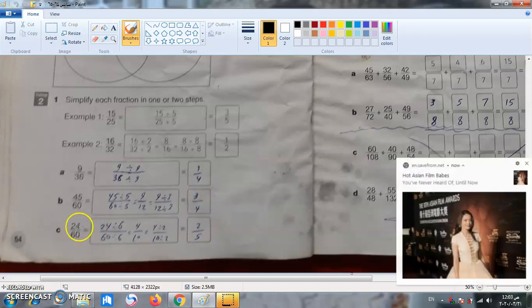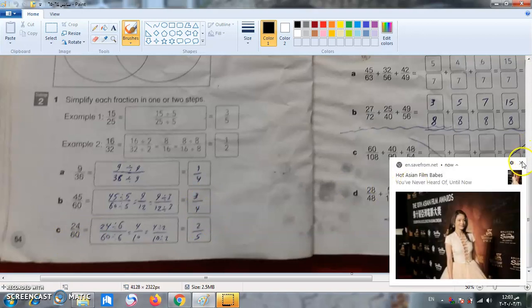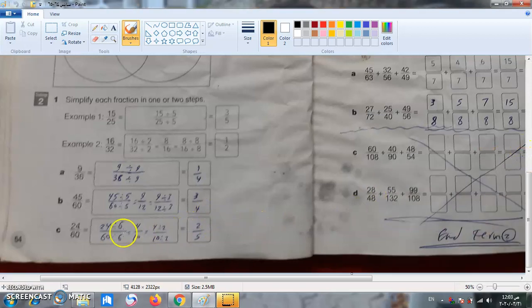Very good. The last one, 24 over 60. What is the common factor here to divide by? 24 divided by 6 equals 4, and 60 divided by 6 equals 10. So 4 over 10. Another step, divide also by 2, it will be 2 over 5.